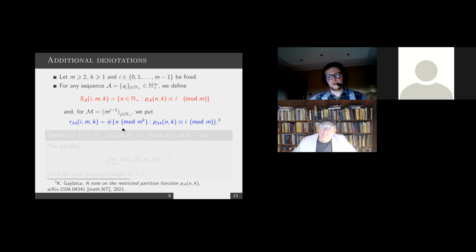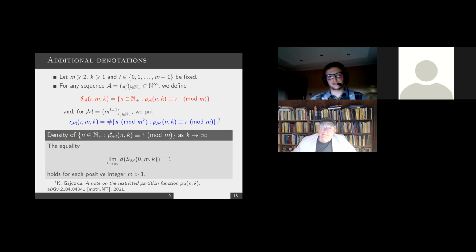But there is another interesting theorem that states that the limit as k goes to infinity of the density of those positive integers n such that P_m(n, k) is congruent to 0 modulo n is equal to 1. So if we replace 0 by i, for i from the set 1 up to n minus 1, then the limit is equal to 0. So we have the following theorem too.